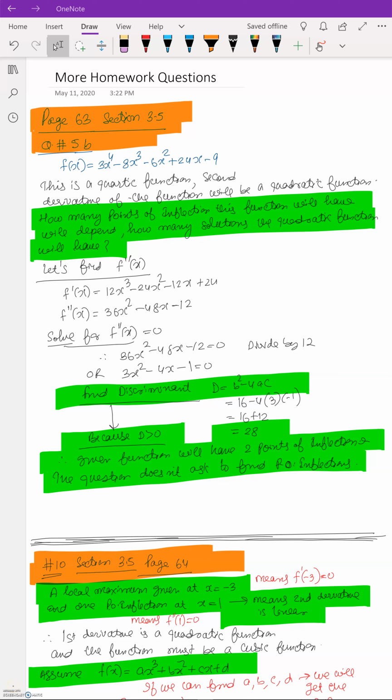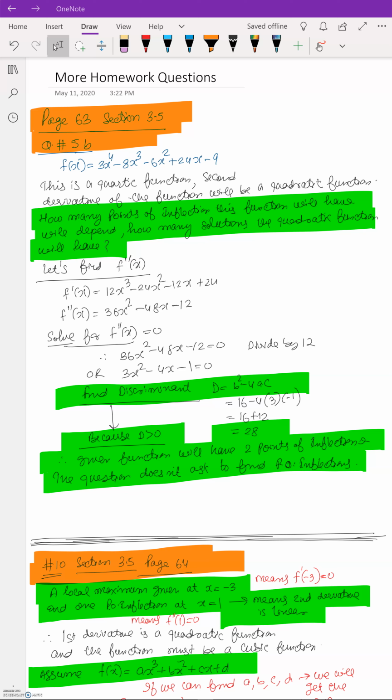Okay, I got a few questions from you. I don't see anybody ask me a question from section 3.4, but from 3.5 I saw a few questions, so I'm going to try taking them up and see if you understand. The first question is from section 3.5, page 63, number 5b.